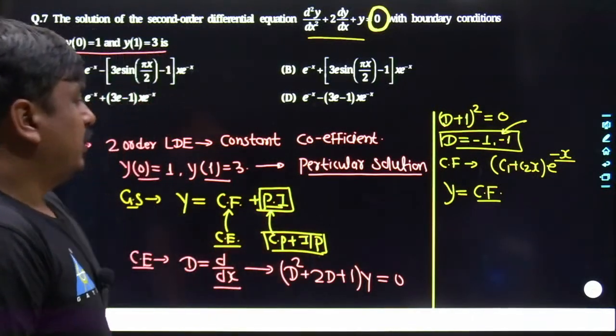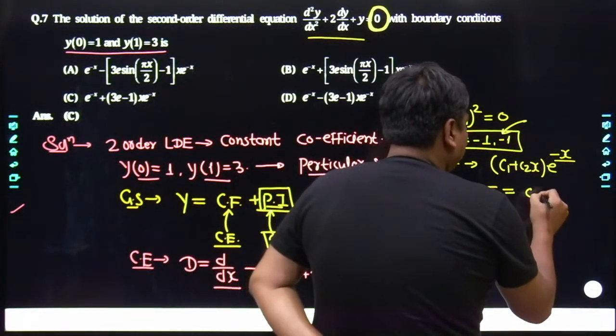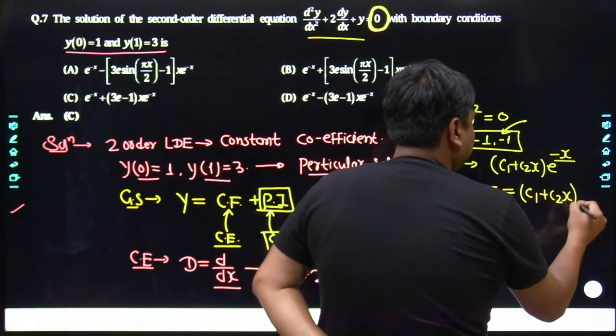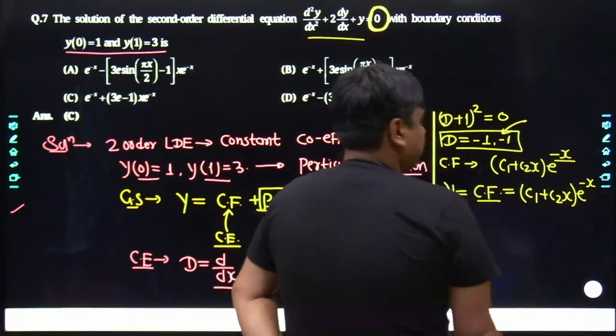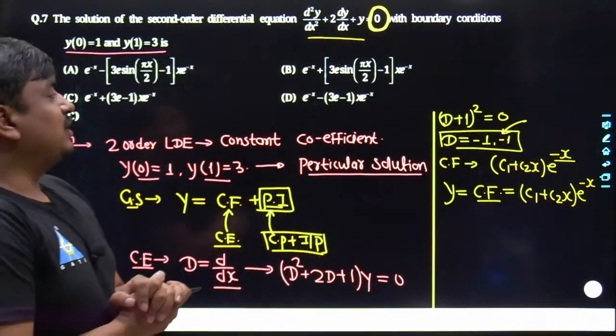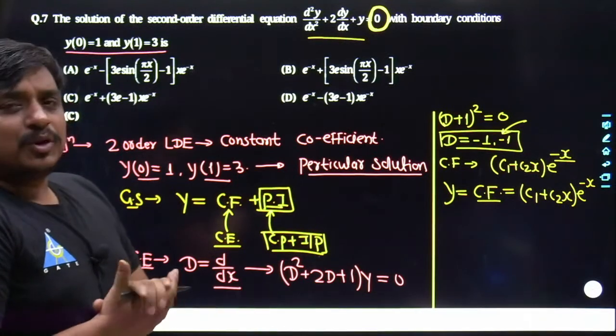Yes. So y would be equal to CF. The CF is clearly calculated over this problem, which is equal to C1 plus C2x getting multiplied with e to the power of minus x. And it has been the general solution of this linear differential equation with constant coefficients.